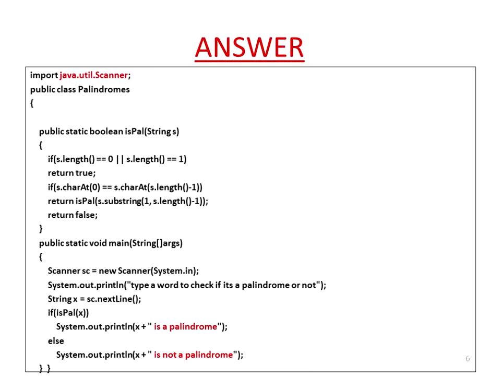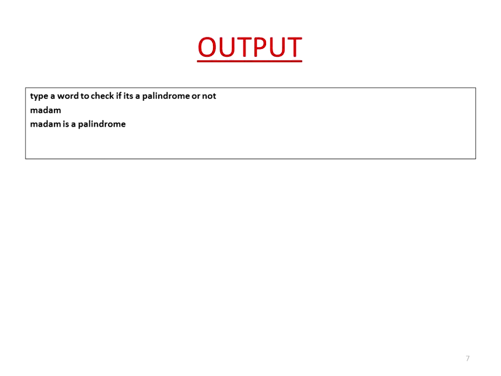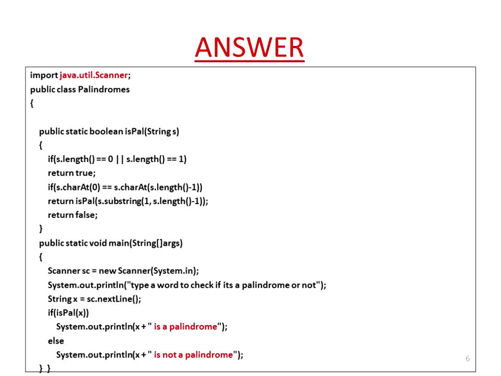So see the missing code first of all. This is the answer: import java.util.Scanner. Here you can give a positive string, is a palindrome. You can give a negative string, is not a palindrome. So the output of this program is, first of all, it will print type a word to check if it is a palindrome or not, because if you see our program, we have System.out.println of that message.